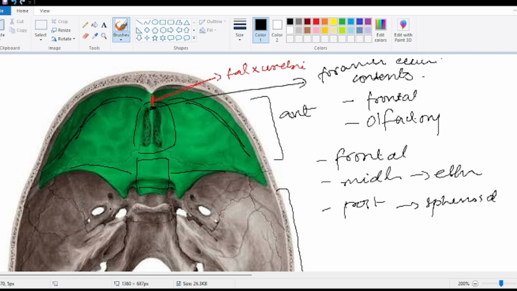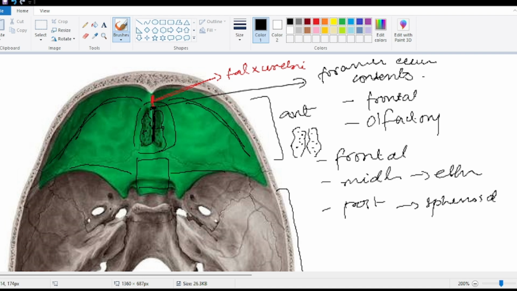Now posterior to this foramen cecum there is the crista galli of the ethmoid bone, which is also an attachment point for the falx cerebri. On either side of this crista galli is the cribriform plate of the ethmoid bone, and it consists of numerous holes which transmit the olfactory nerves into the olfactory bulb.